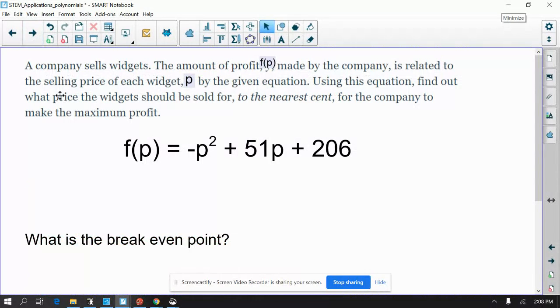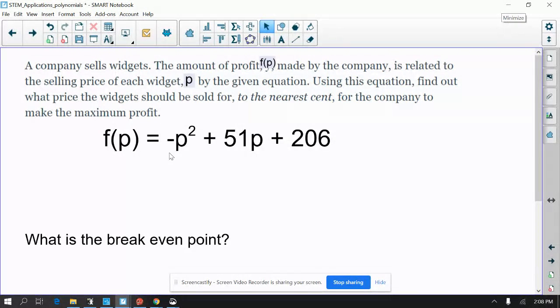Last problem, and then you're on your way to do the homework as best as you can. So another widget problem, and this is a function f of p. So f for function, I guess. p is the price, and f of p is the profit. So two questions here. Find out the price to maximize the profit. So again, that's negative b over 2a. And then the break-even point. Well, what is the break-even point?